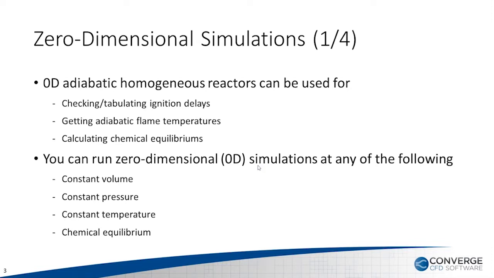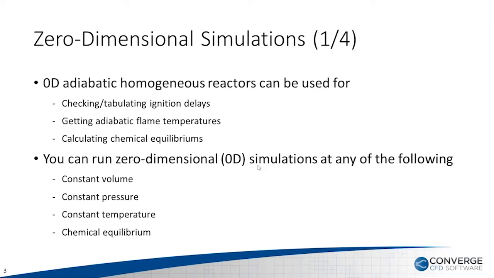So first is 0D simulations. The 0D adiabatic homogeneous reactor is a really simple reactor, but it can be really useful. For example, once you have a mechanism, you may want to check its ignition delays because you may run a diesel case. Also, if you use combustion models that do not have the mechanism built in, or do not require a mechanism, and you still want to predict ignition delays, tabulating ignition delays is typically the way to go.